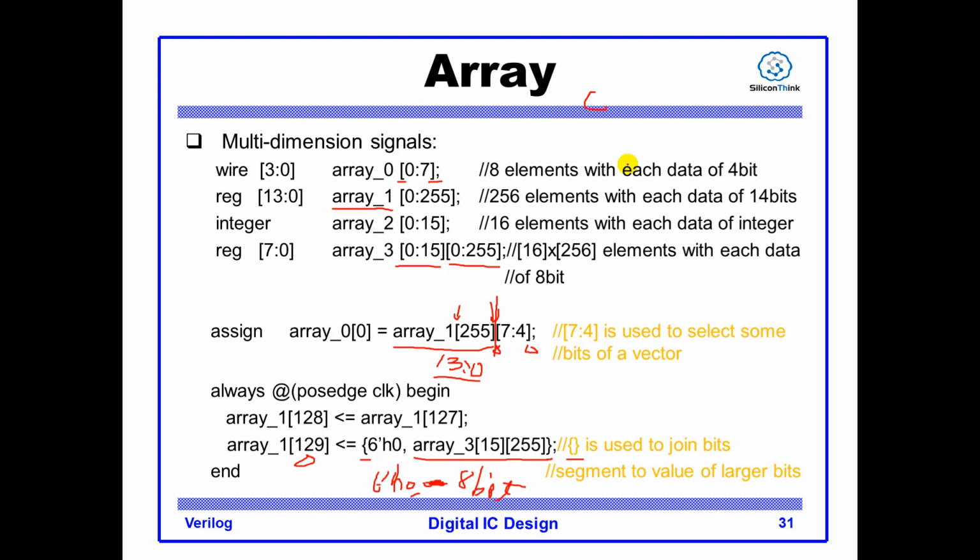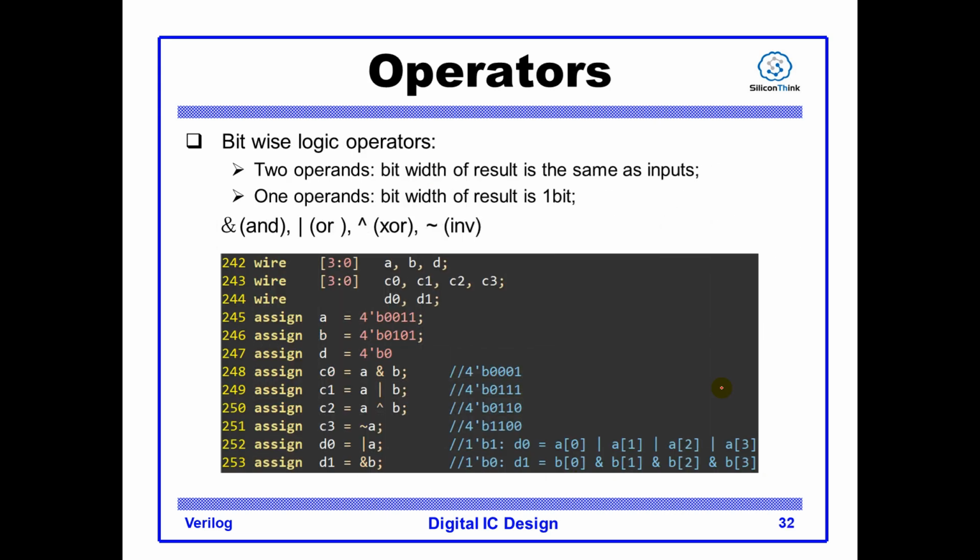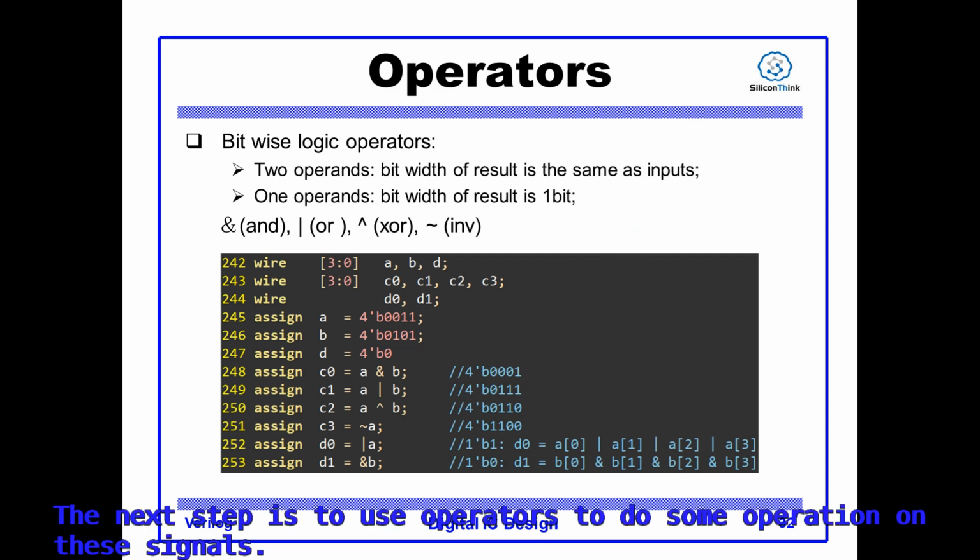So in this slide you have 3 new syntaxes: how to define an array, how to use this symbol to select bits, and how to use the symbol to join bits, you can say join bit segments. Okay, you can define signals and you can use a constant. The next step is to use operators to do some operations on these signals.